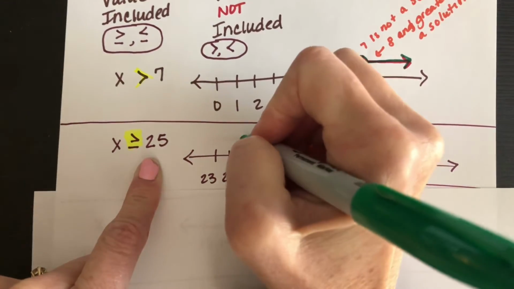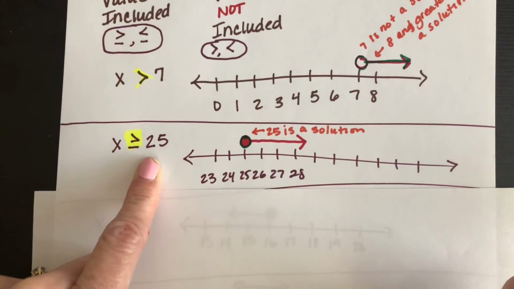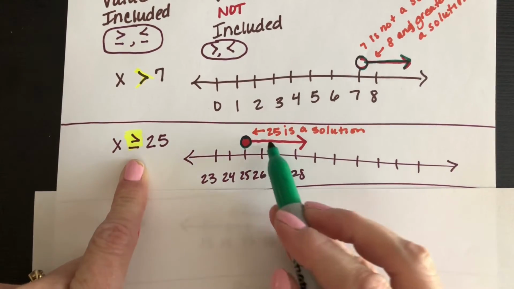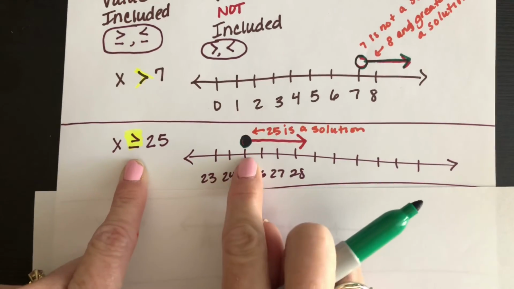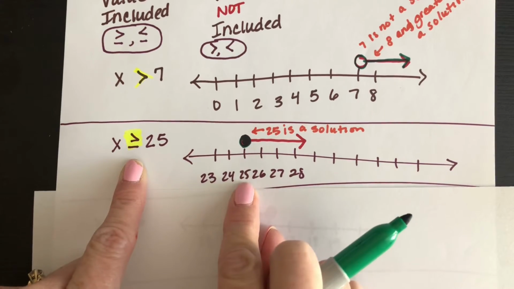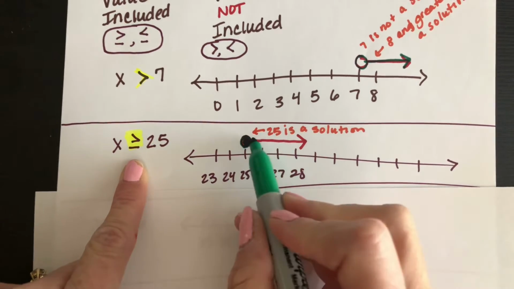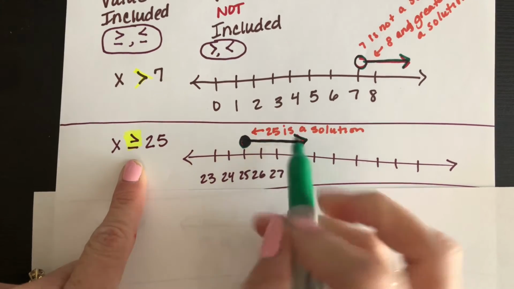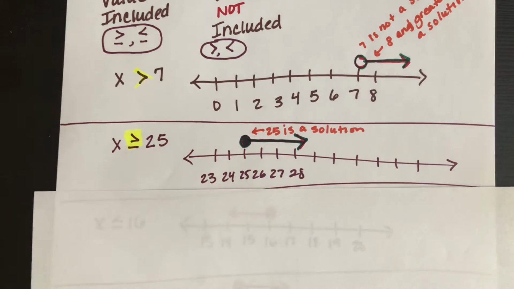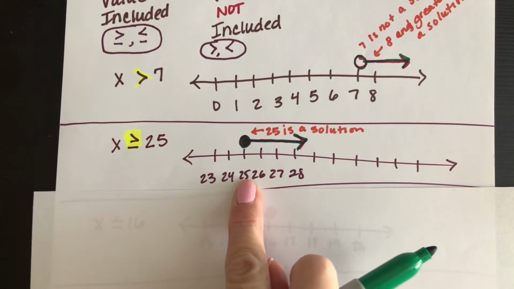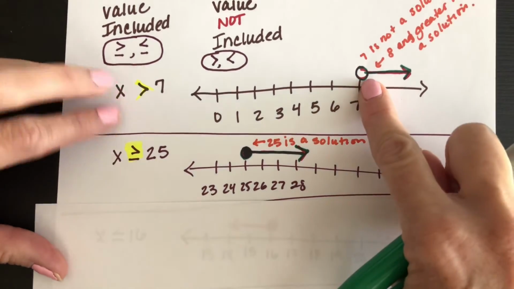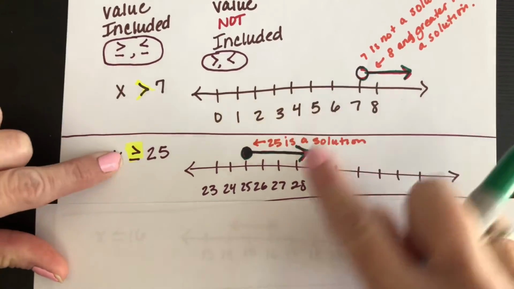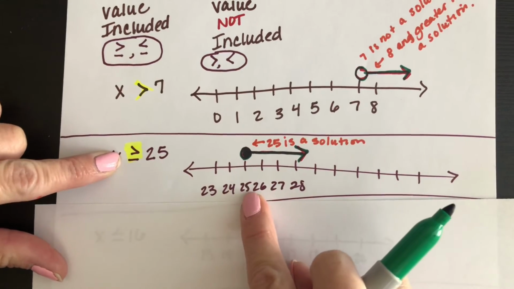So I'm going to put my circle on 25. And since it's including 25, 25 is part of the solution, I shade it in. So x is greater than or equal to 25. Since it's equal to 25, it includes 25. So x can be anything from 25, 26, 27, 28, 1 million, 2 million, 10 million. Doesn't matter. As long as it's 25 and above, it is included. And so you can see the difference here between the open circle, it is not included, and the shaded closed in circle, 25 is included.